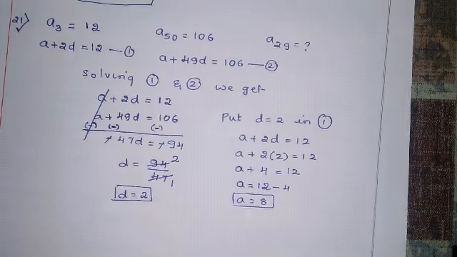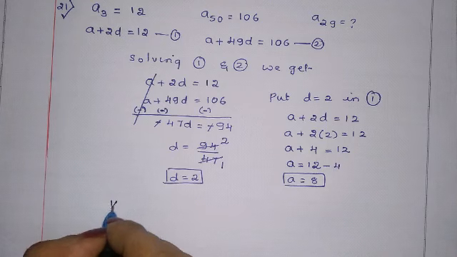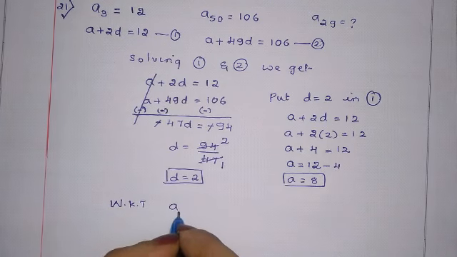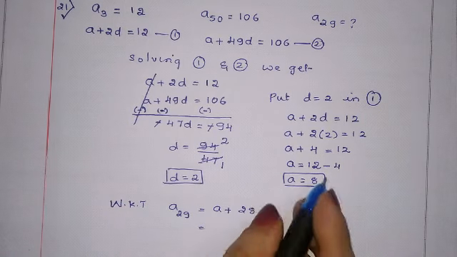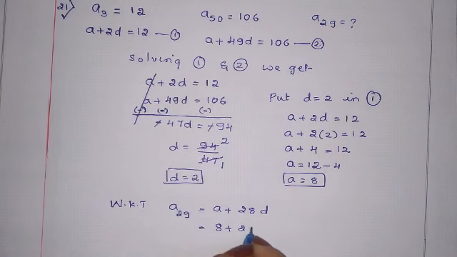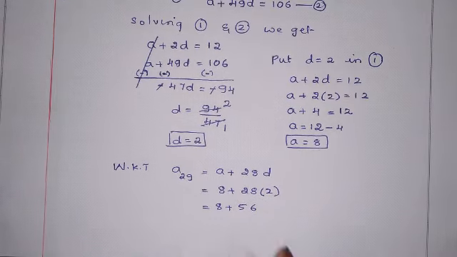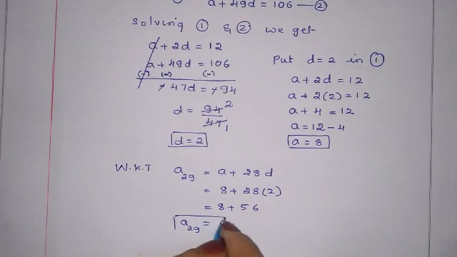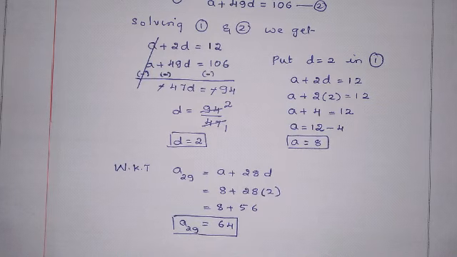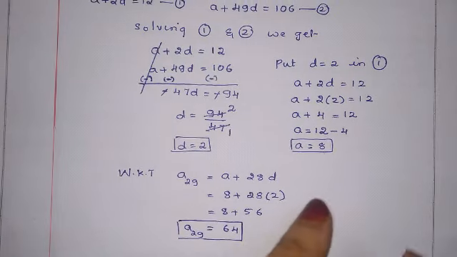In the question, what they have asked is to find the 29th term. We know that a29 is equal to a plus 28d. So the a value is 8. 8 plus 28 into the d value 2. 8 plus 28 twos are 56. 56 plus 8 is nothing but 64. So we got the 29th term as 64. This completes question number 21. Now let us see question number 22.